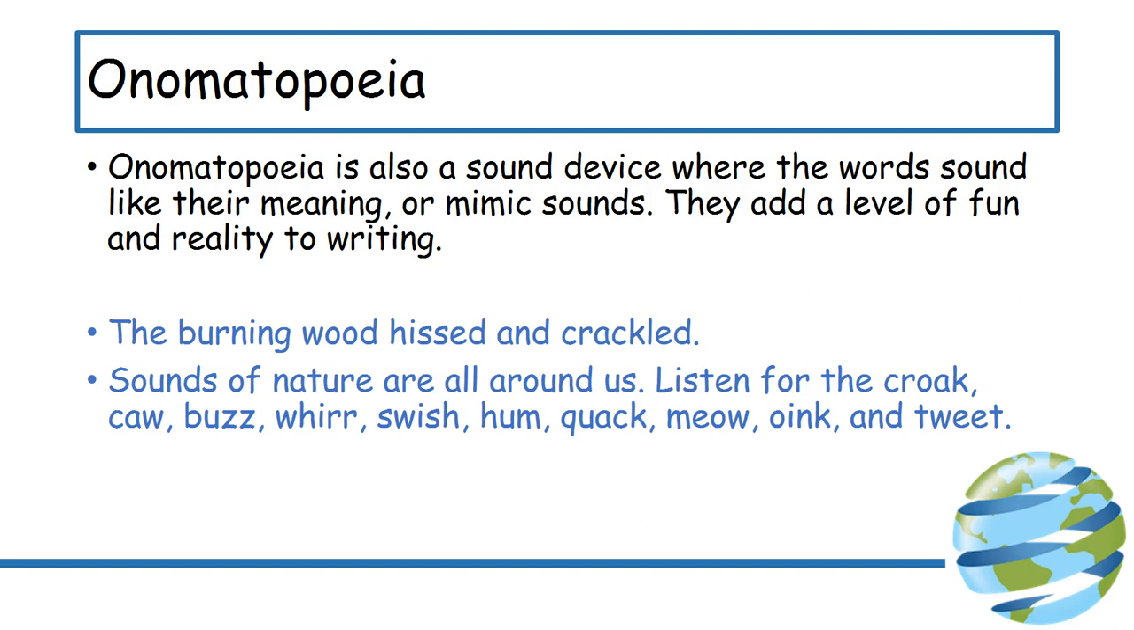Onomatopoeia. Onomatopoeia is another sound device, but instead of using repeated sounds, this time we're using words that sound like their meaning, or words that mimic sounds. These add a level of fun and reality to the writing, perhaps making the reader feel like they're there. The burning wood hissed and crackled. Here, the words hissed and crackled sound like what they're describing. Sounds of nature are all around us. Listen for the croak, caw, buzz, whir, swish, hum, quack, meow, oink, and tweet. All of these are examples of onomatopoeia.